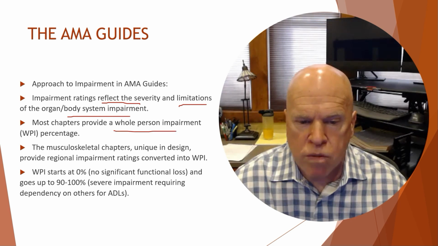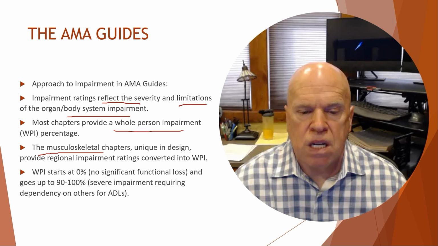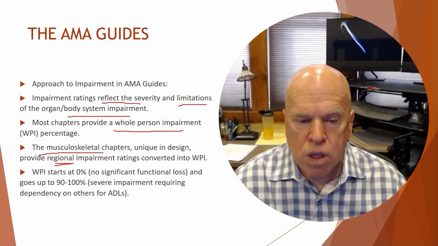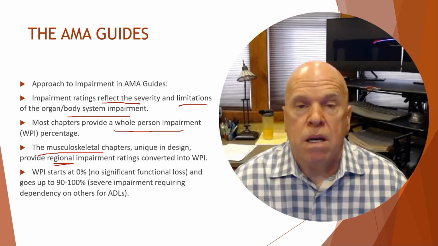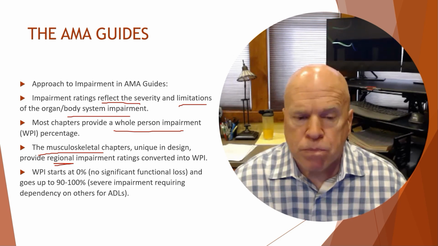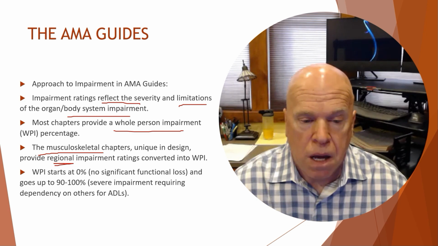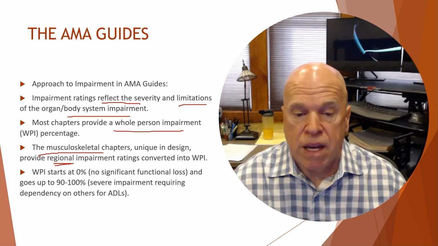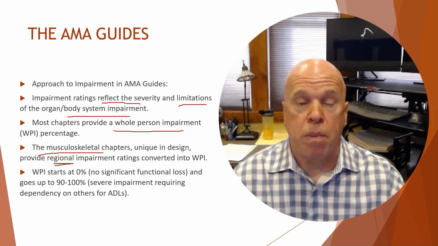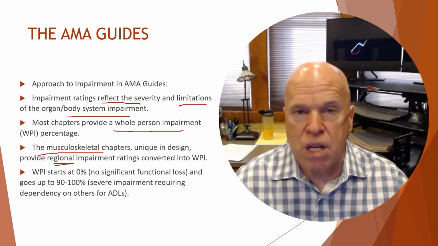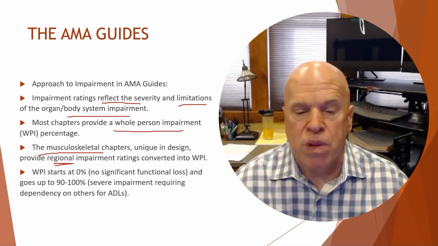Most chapters provide what's referred to as a WPI, a whole person impairment, whereas chapters 15, 16, and 17 are unique chapters in that they provide regional impairments that are then converted into whole person impairment. So for example, chapter 16, the upper extremity chapter, provides regional impairments, including the region of the hand, the region of the upper extremity, and those regional impairments are then converted to the next higher level of impairment. So for example, finger impairments get converted into hand impairments, then get converted into the next larger unit, which is upper extremity impairments, and then finally upper extremity impairments are converted into whole person impairments.